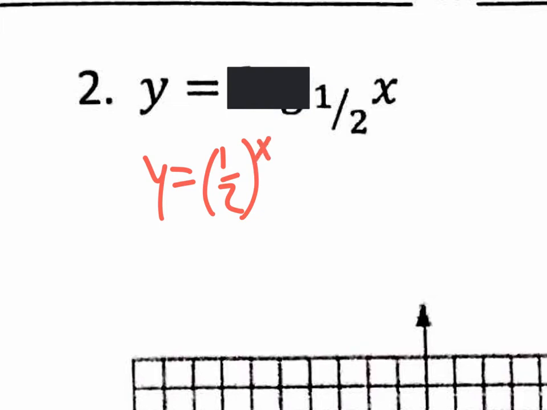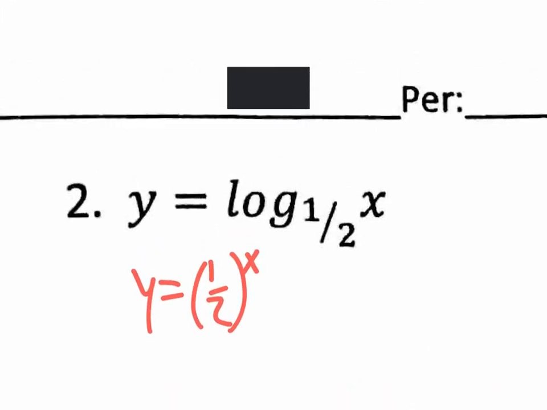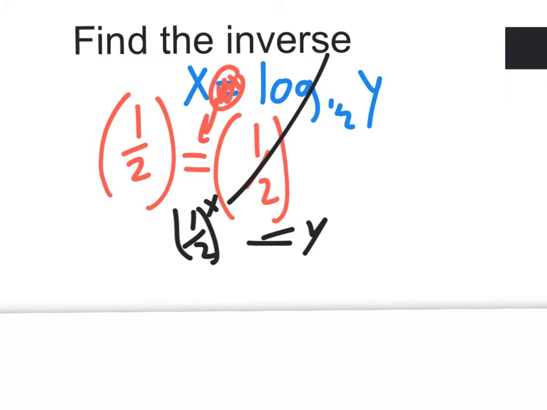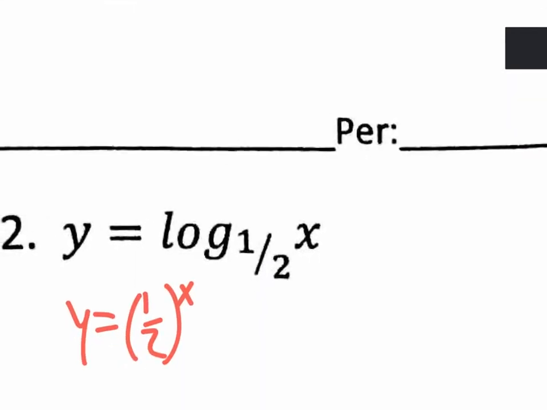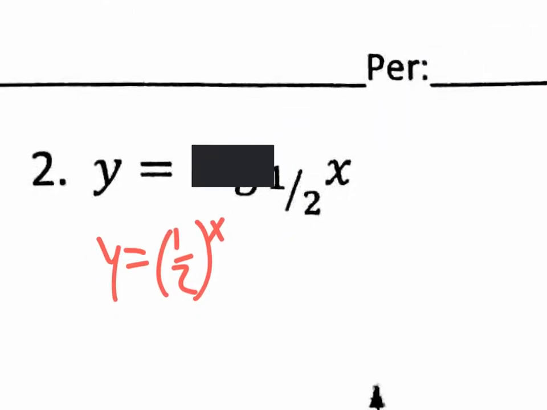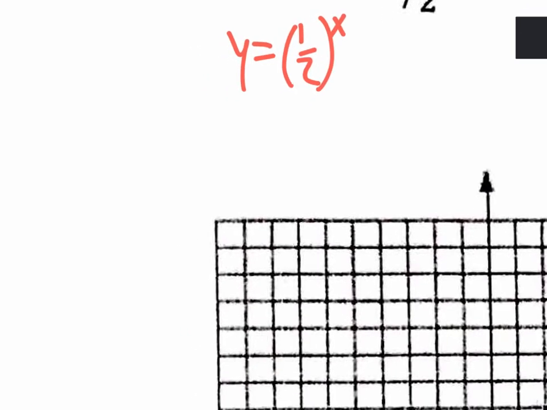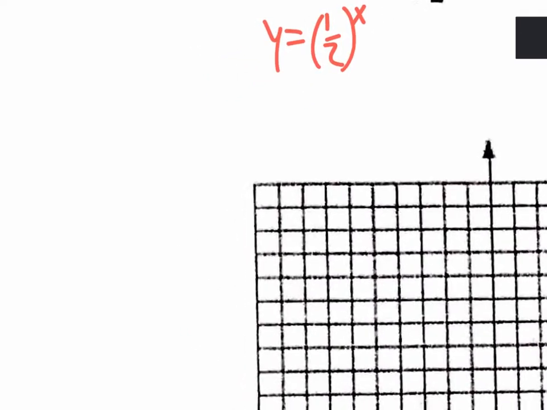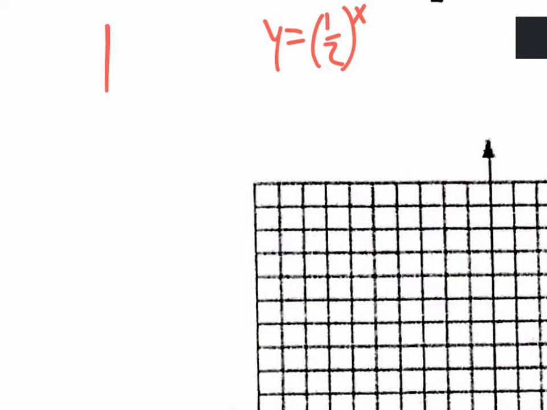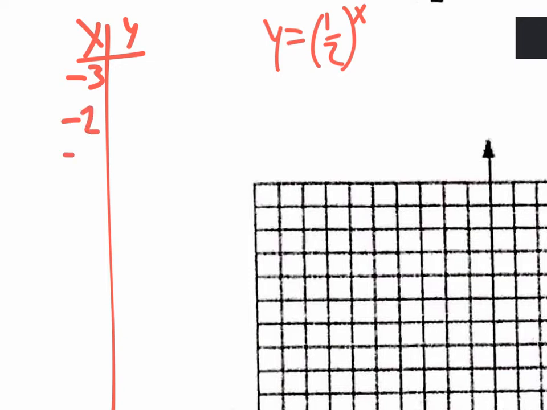Now you could find the inverse the way we did over here, or you could just cover up log and that'll be your inverse right there, okay? Obviously covering up log is a lot faster, so when you cover up the log, you'll have y equals base 1/2 to the x, and that's an exponential decay function. Now, to find those coordinates, that's easy. Just do the consecutive integer inputs: -3, -2, -1, 0, 1, 2, 3.